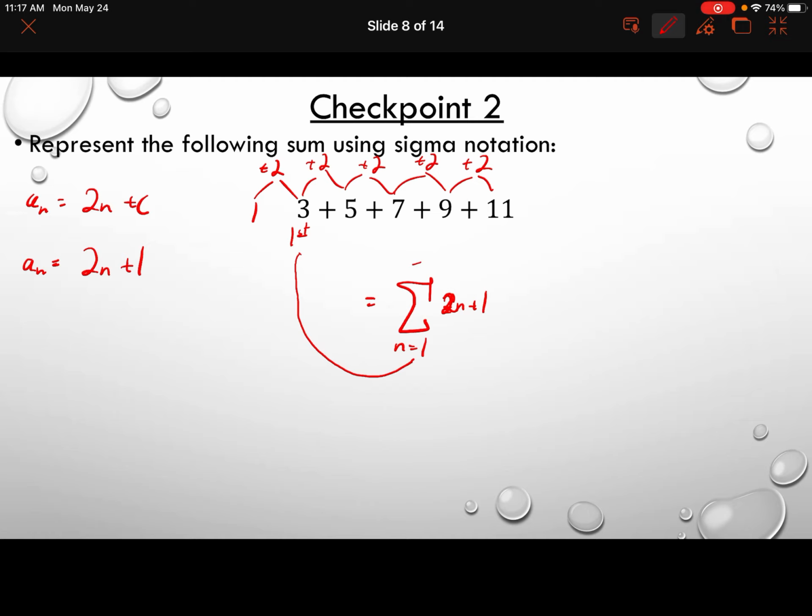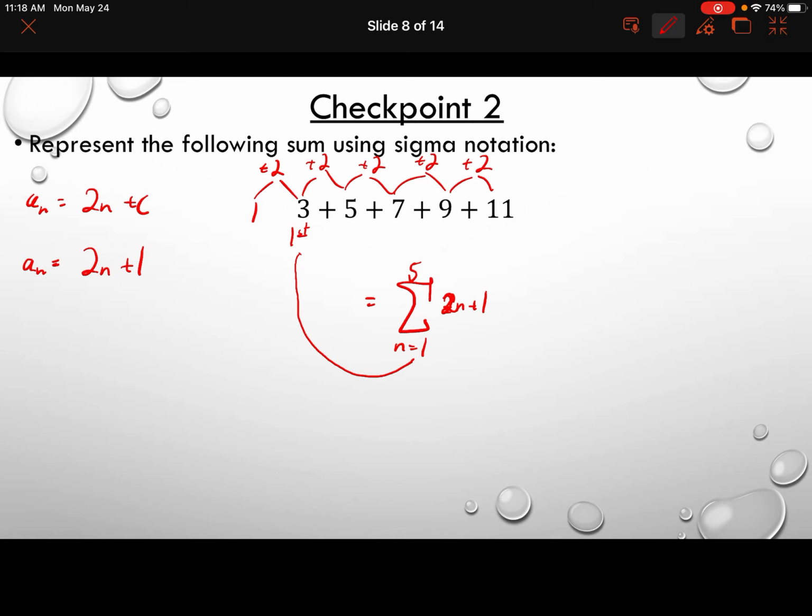So that means that's the last value for n we would plug in. And once again, we can easily test it. If I plug in 5, I get 2 times 5 plus 1. Well, 2 times 5 is 10 plus 1 is 11, so that does work. So that means this sum would be represented by this series. The sum of 2n plus 1 from n equals 1 to 5.